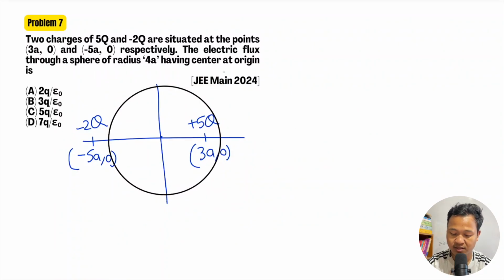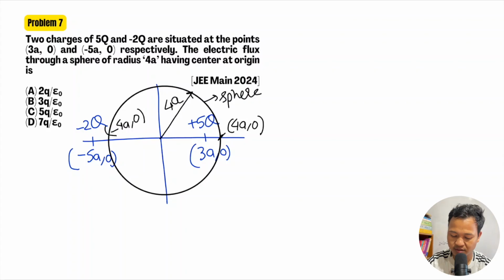Okay, something like this. Here's the sphere. The question is: a sphere of radius 4a cuts the x-axis at 4a, 0 and minus 4a, 0. The charges plus 5q is inside, and minus 2q lies outside. That means this will not contribute any flux.